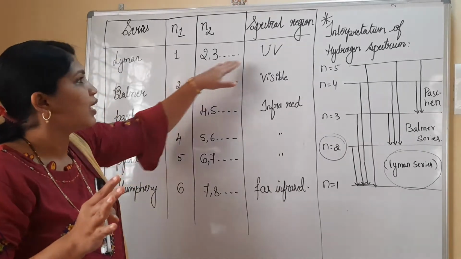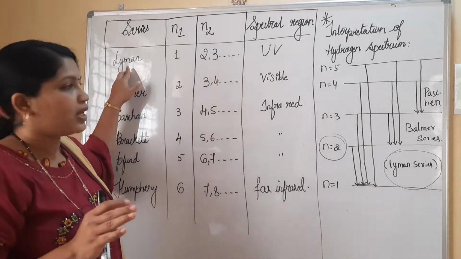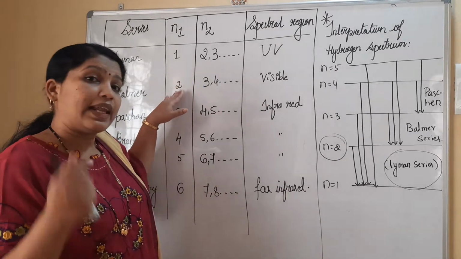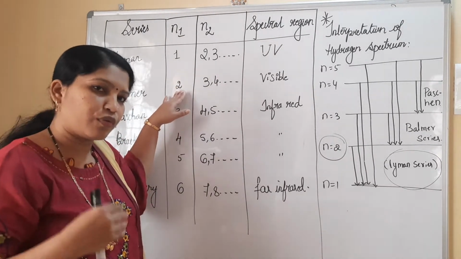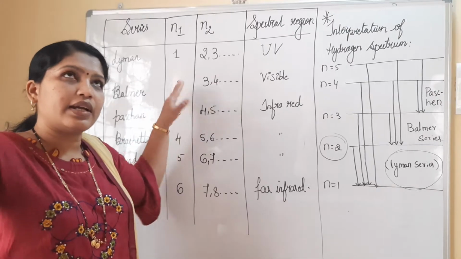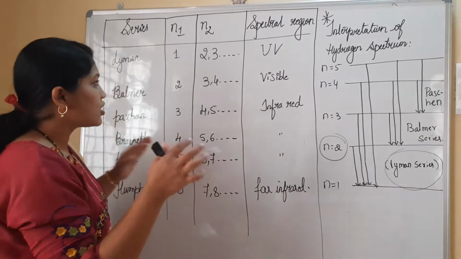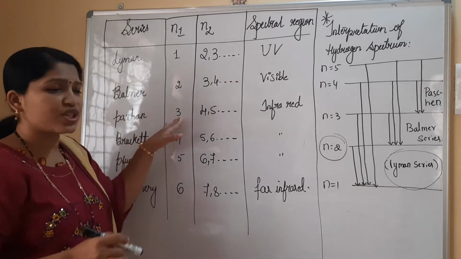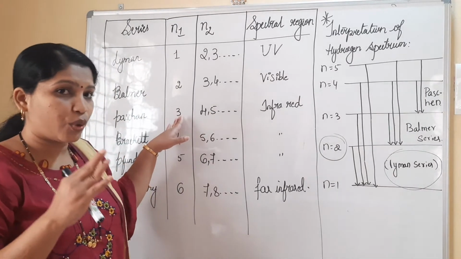When they come to the first floor, it is called the Lyman series. They are coming to the second floor. From where do they come to the second floor? The third floor, 4th floor, 5th, 6th, 7th, 8th and infinity. That is called the Balmer series. Likewise, we have the Paschen series. The Paschen series is said to be n equal to 3.